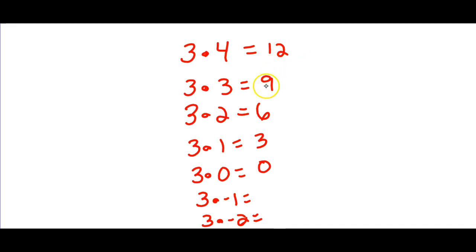We can see that each time as we decrease the number we're multiplying 3 by by 1, we are actually subtracting 3 from our result. So it makes sense that when we get to 3 times -1, this should be a -3, and 3 times a -2 should be a -6. But what if the 3 was negative? Well, if the 3 is negative, what happens to our pattern on the right then?